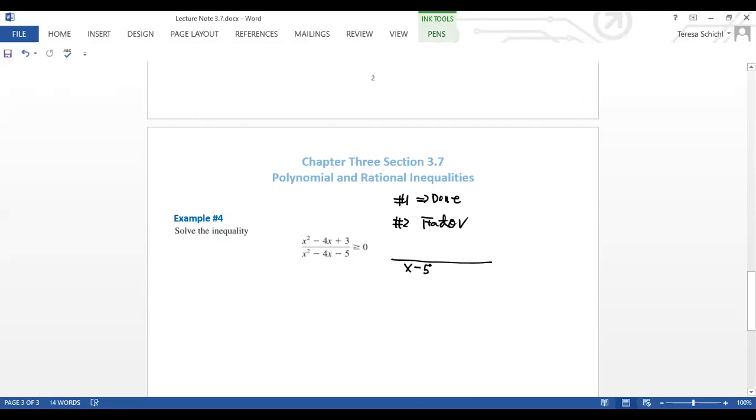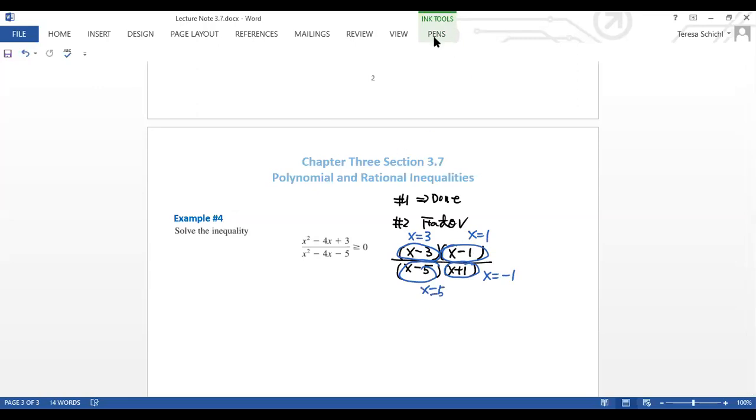This is x minus 5 and x plus 1. And what is the top here? This is x minus 3 and x minus 1. Okay, good. So now we'll do the same thing. We set each one equal to 0, solve for x. So let's do it very quickly. What is this one? X equals 3. What is this one? X equals 1. What is this one? X equals negative 1. What is this one? X equals 5, right?